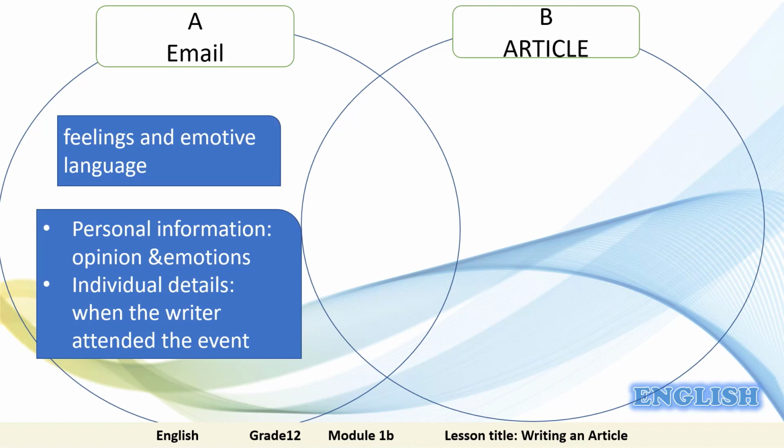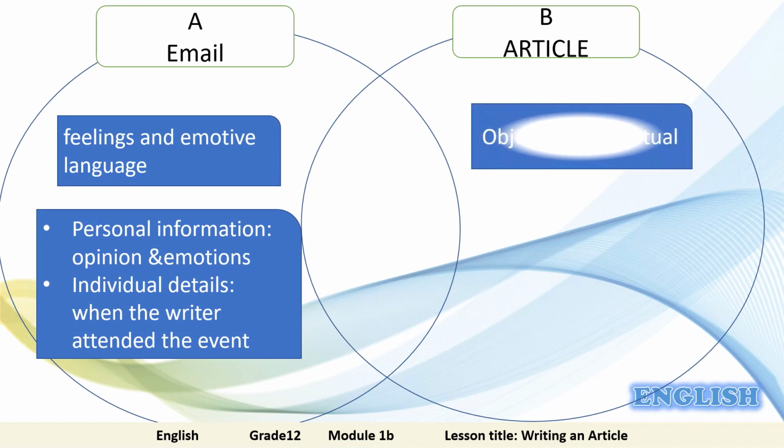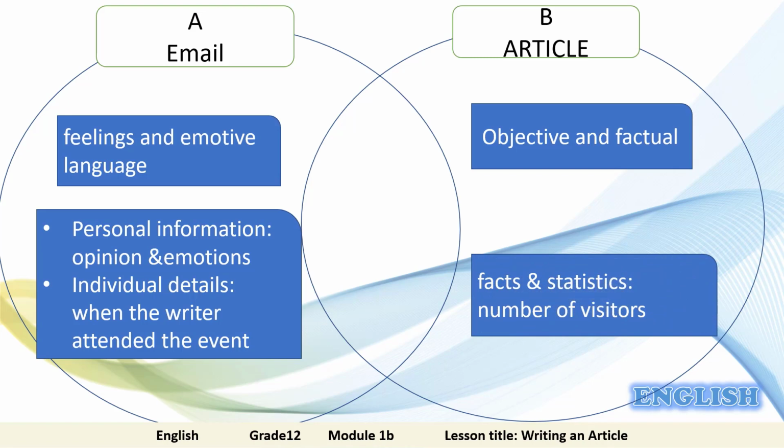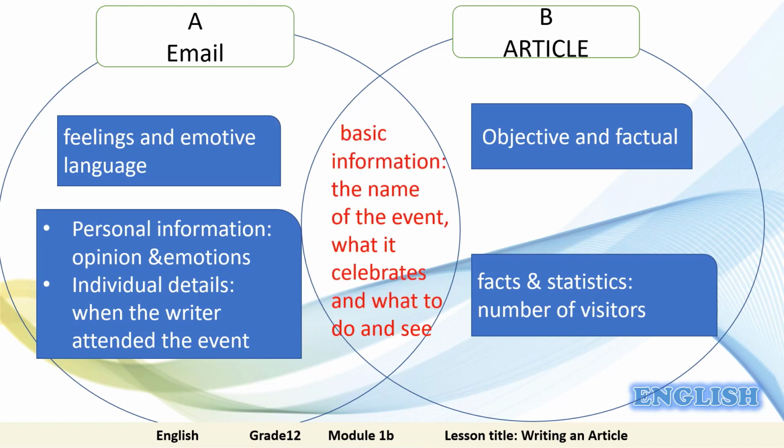However, an article does not have any feelings or emotions. It's just objective and factual. Facts, exactly. And statistics, numbers. Like what? I think you still recall the number 200,000 people attended the event. How about the similarity? Okay, we have something here. The basic information, like the name of the event, what it celebrates, and what to do and see there.